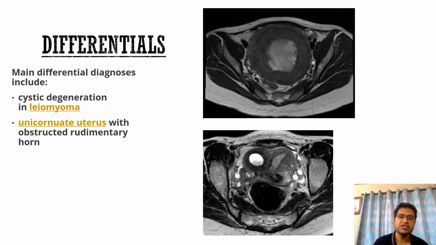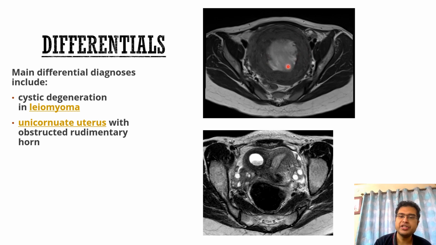So coming to differentials, there are two main differentials that we have to remember for ACUM. One is easily differentiated, that is cystic degeneration of a leiomyoma. Leiomyoma shows cystic degeneration only when it outgrows its blood supply, so it has to be very large in size. Secondly, cystic degeneration is very rare in a leiomyoma, and it will appear homogeneously T2 hyperintense, not having blood products within it. This is a large leiomyoma with cystic degeneration within it.